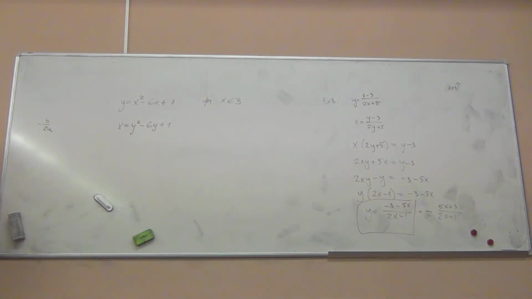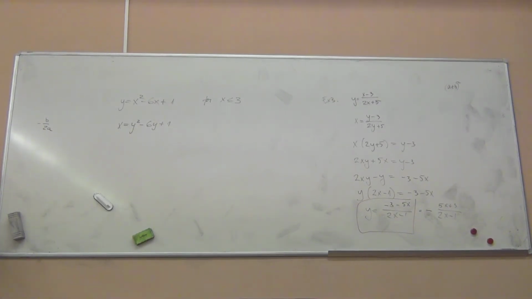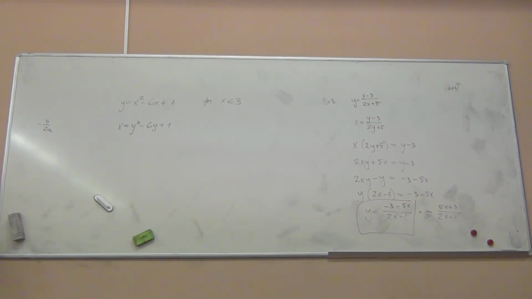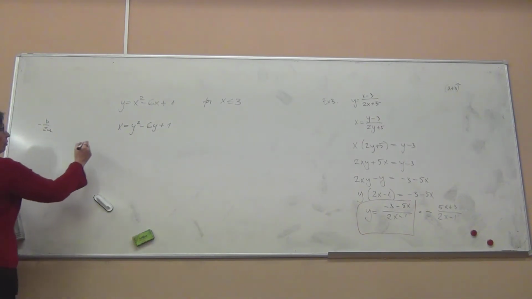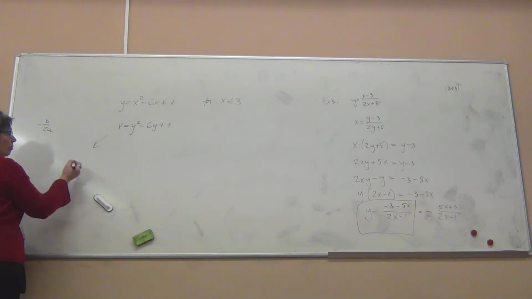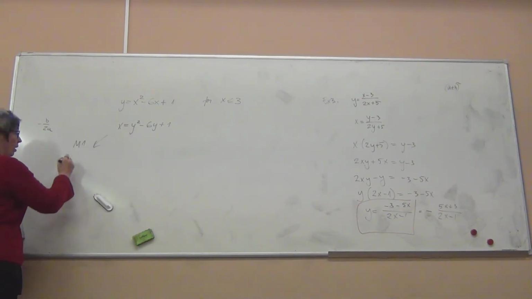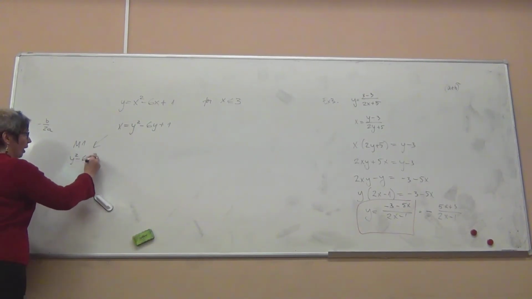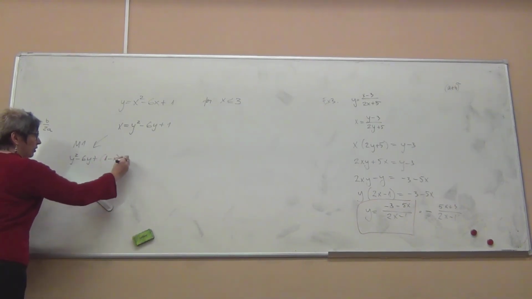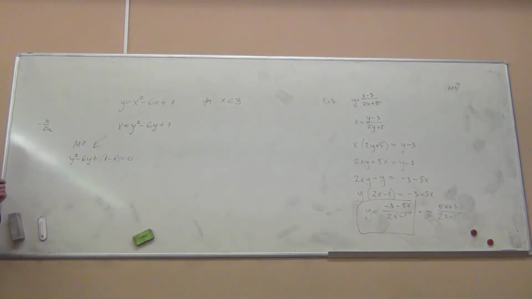How do you propose to express y from this one? There are actually two different methods, two different possibilities. One possibility, we can solve a quadratic equation. For example, method 1: y squared minus 6y plus 1 minus x equals 0, that's a quadratic equation.